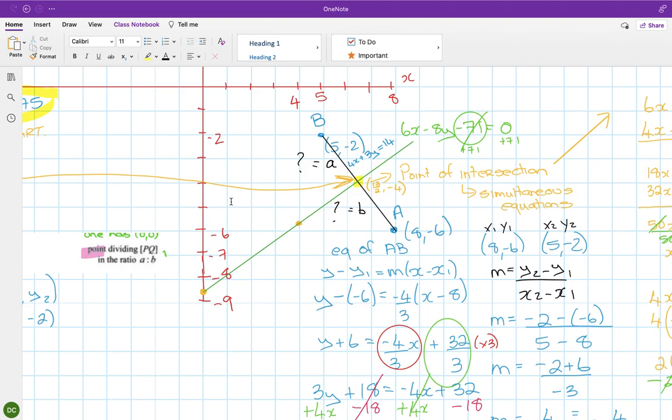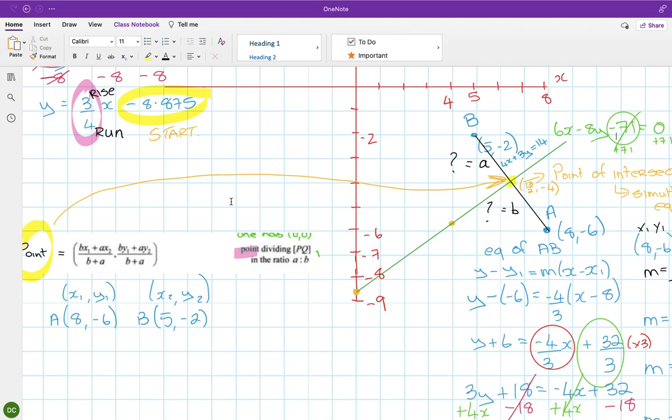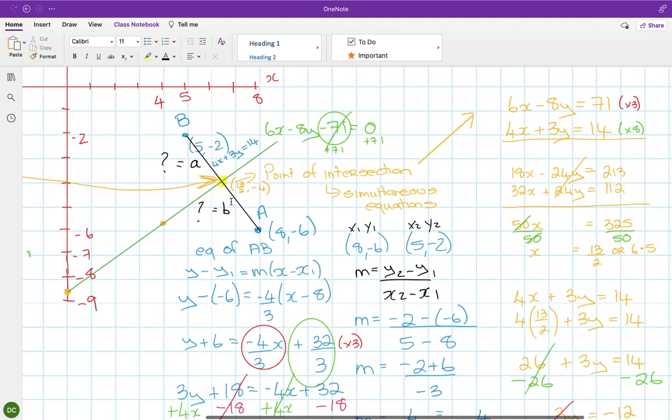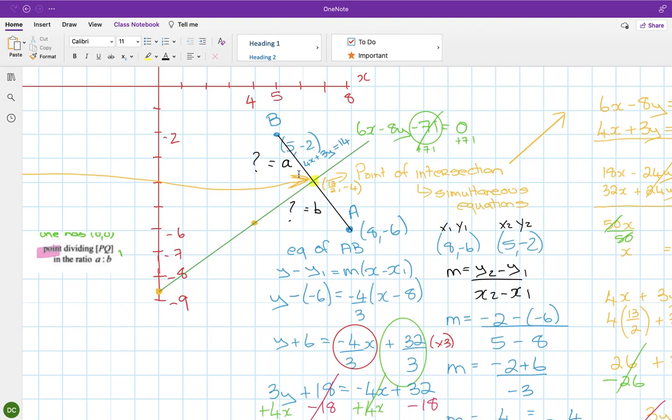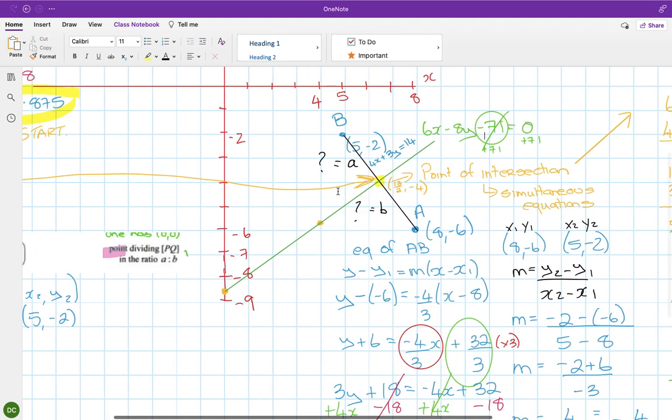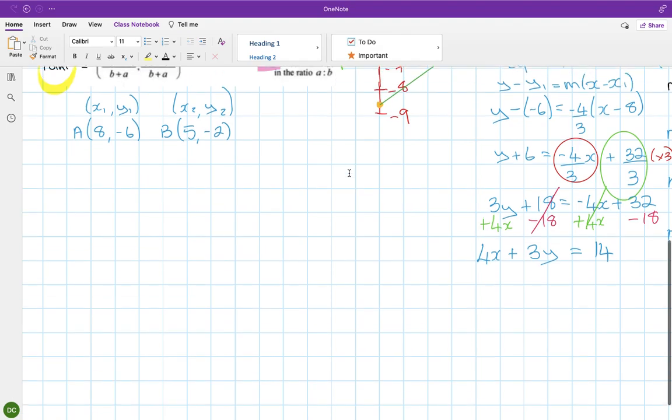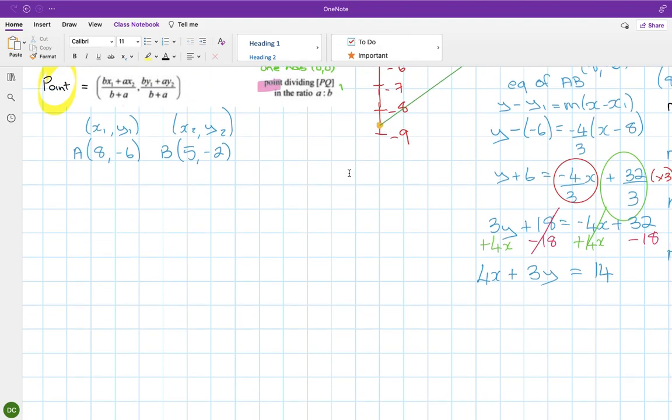Sorry, I'm wondering, is there a quick way of doing this without actually looking at that formula? I don't know, actually. Could we maybe look at the distance? Like if we do the distance between 5, minus 2 and 13 over 2, minus 4 and see what we get. So rather than using that formula, I'm going to look at the distances.